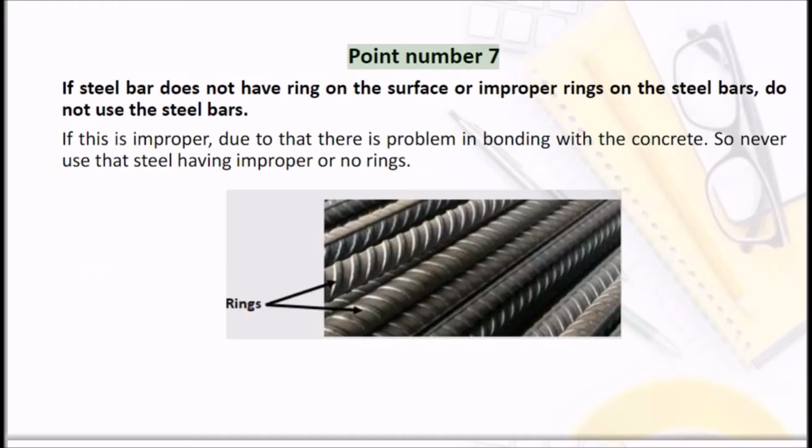Point number 7. If a steel bar does not have rings on the surface, or has improper rings, do not use the steel bars. If this is improper, there is a problem in bonding with the concrete. So never use steel having improper or no rings.